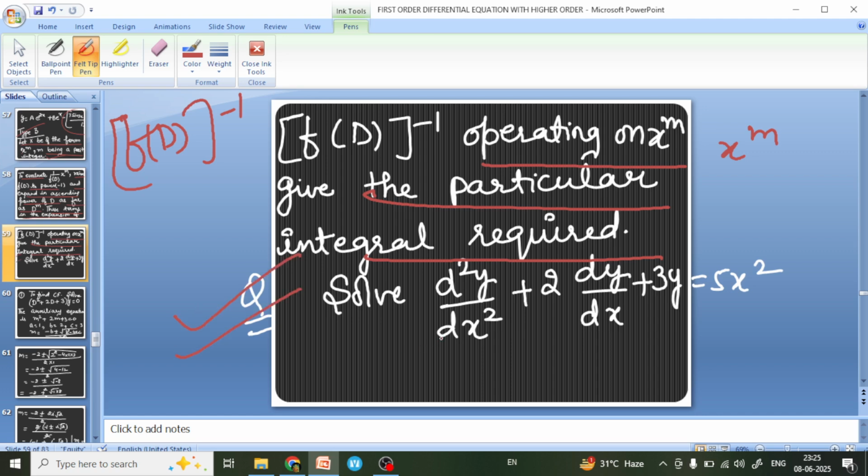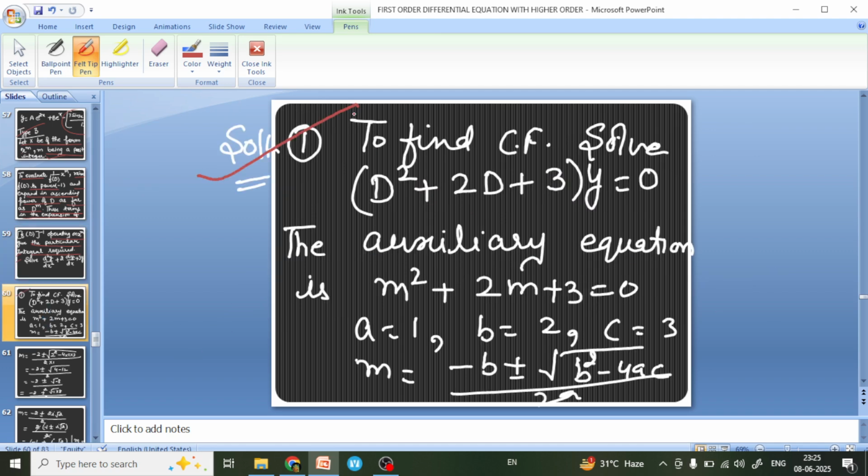We take here one example. We have to solve this equation. Solve d squared y over dx squared plus 2 dy over dx plus 3y is equal to 5x squared. Now first we have to find out CF. For finding CF, we will solve D squared plus 2D plus 3 y equal to 0.